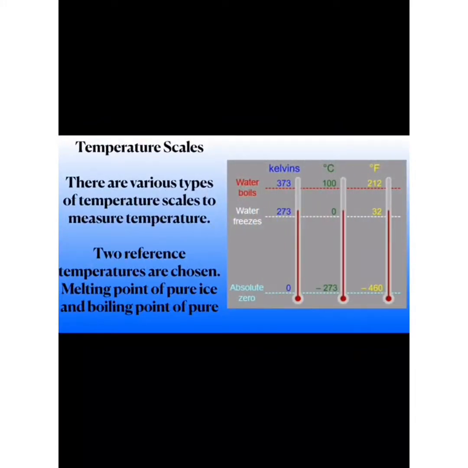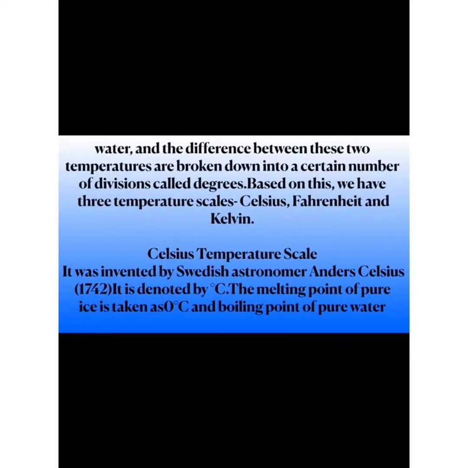Now we will discuss temperature scales. There are various types of temperature scales to measure the temperature, and two reference temperatures are chosen: melting point of pure ice and boiling point of pure water. The difference between these two temperatures is broken down into a certain number of divisions called degrees. Based on this, we have three types of temperature scales: Celsius, Fahrenheit, and Kelvin.